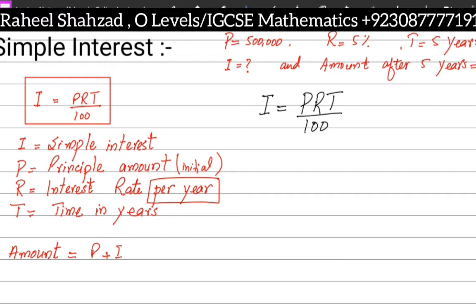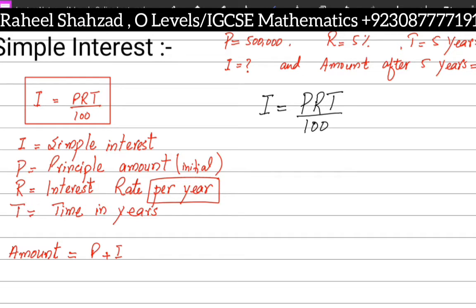Simple interest means suppose you go to a bank and you deposit some amount in it, and that will be called the principal amount. P will be representing the principal amount. Now the principal amount is the amount that you deposit upfront in the bank. R will be representing the interest rate. Every bank has a different interest rate. They offer you, say, 5% interest per annum.